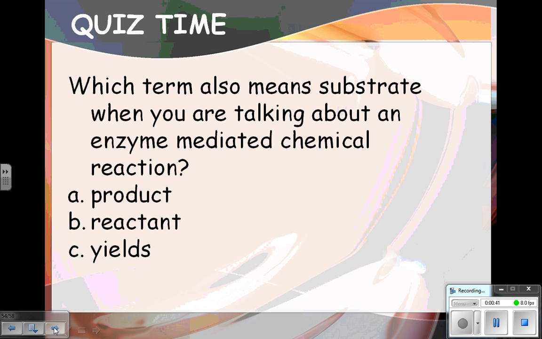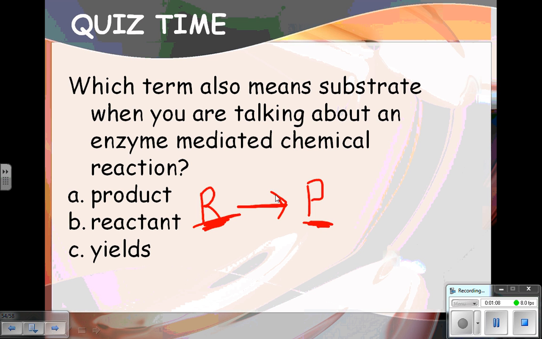Which term also means substrate when you are talking about an enzyme-mediated reaction? So the answer here is reactant. So you have reactants, maybe one or two, and they make products. And so you might have a couple of reactants in one product, or you might have one reactant and a few products, or you might have an exchange reaction. But whatever you start with on this side is called the reactants. Whatever you end up on this side is called the product.